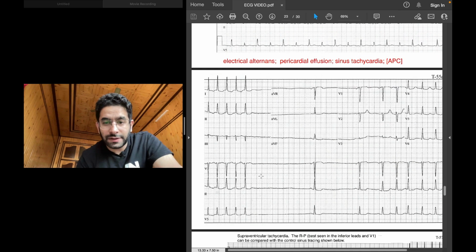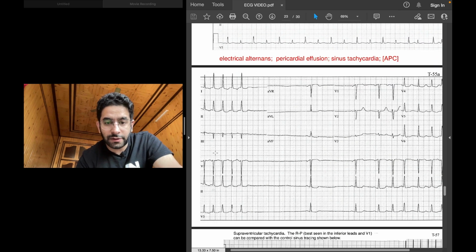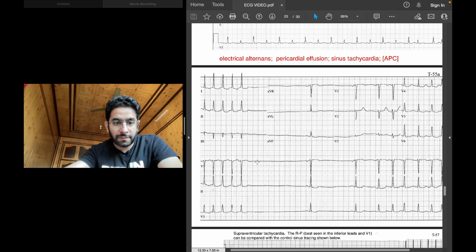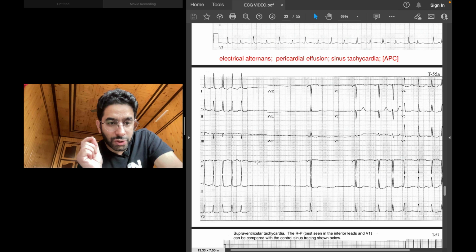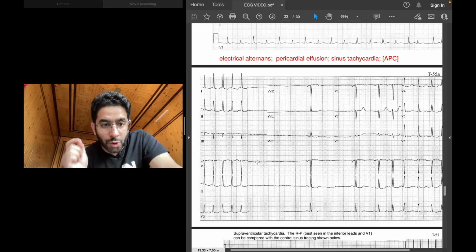Now, the last couple of ECGs. Now, look at this ECG. This looks weird, right? You have some fast rate here and then a long pause in between. And this is what is known as tachy-brady syndrome.